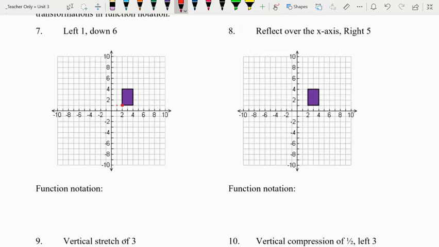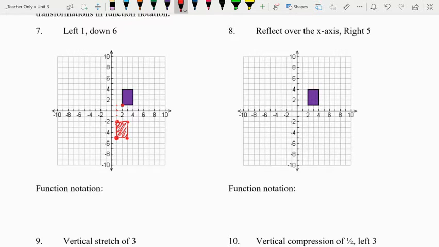So left 1 and then 1, 2, 3, 4, 5, 6. I know that's where that point is, and then you can just finish drawing the rectangle. So we're there, and then it's up 3, and here is my rectangle. Again, you can pick any point to start, and then just finish drawing the shape.